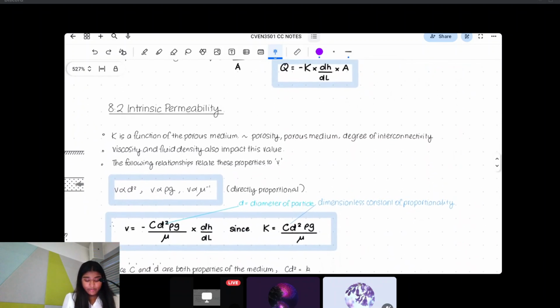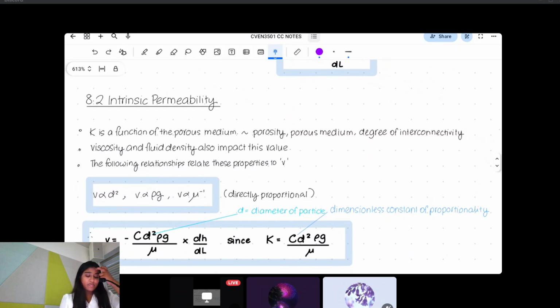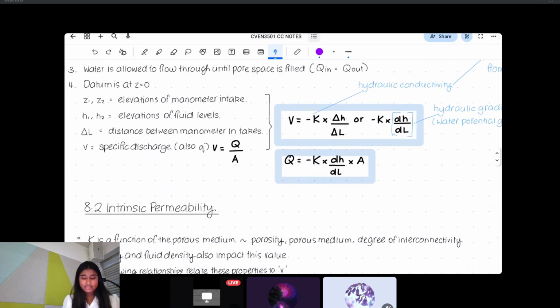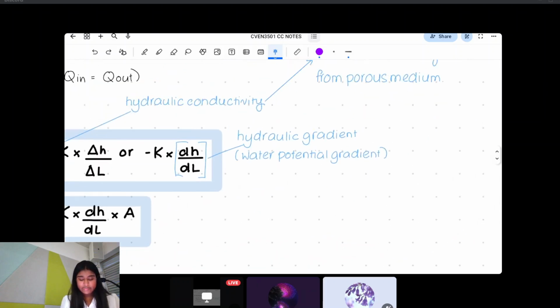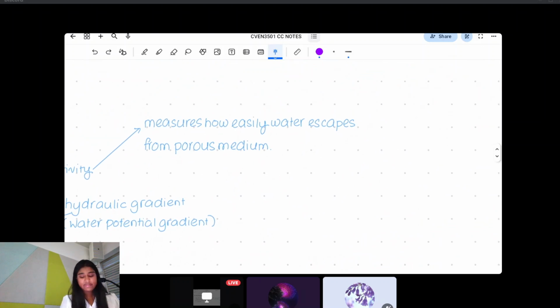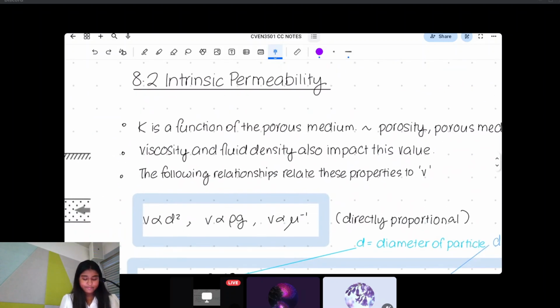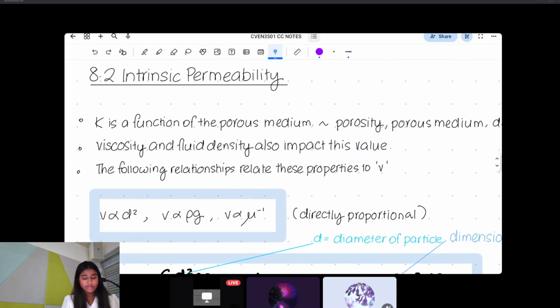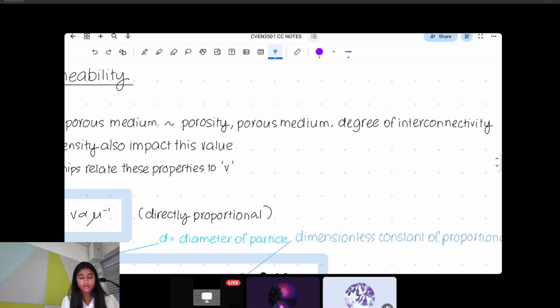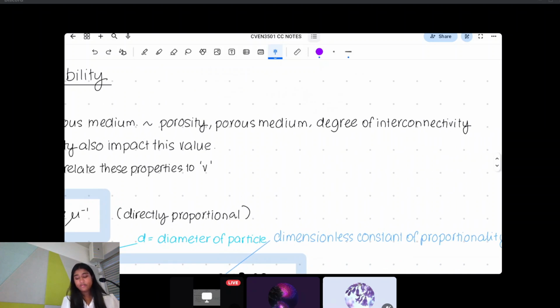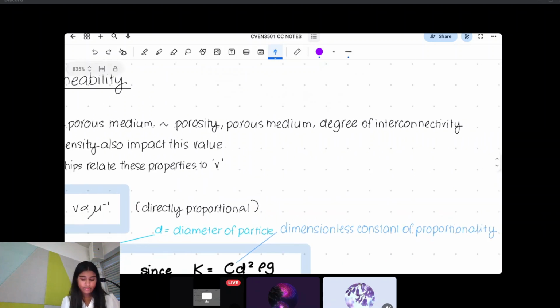Now we're going to look at intrinsic permeability, and the reason we look at it immediately after Darcy's law is that it focuses more on this new term, hydraulic conductivity, which we don't know much about yet. Remember, hydraulic conductivity is a measure of how easily water is able to escape from a porous medium. So K is a function of that porous medium, its porosity and the degree of interconnectivity.